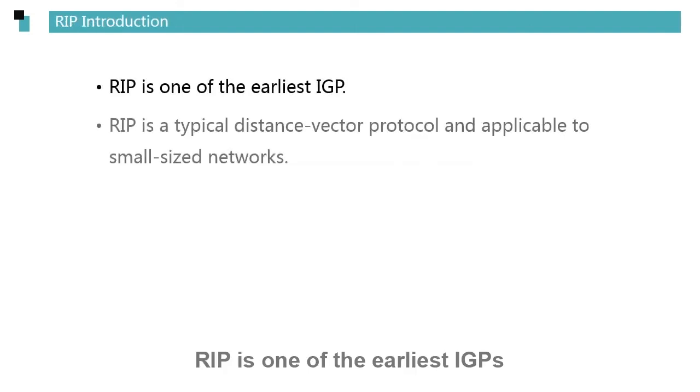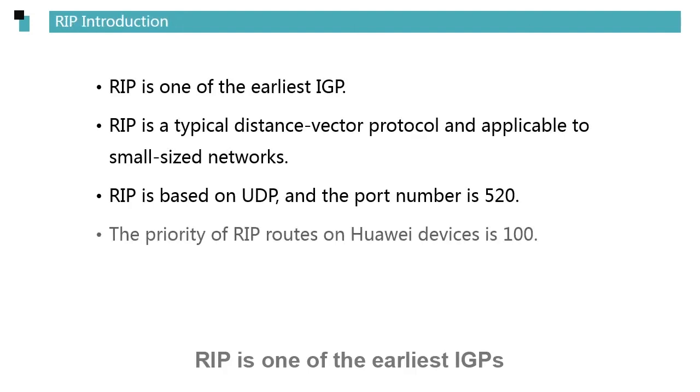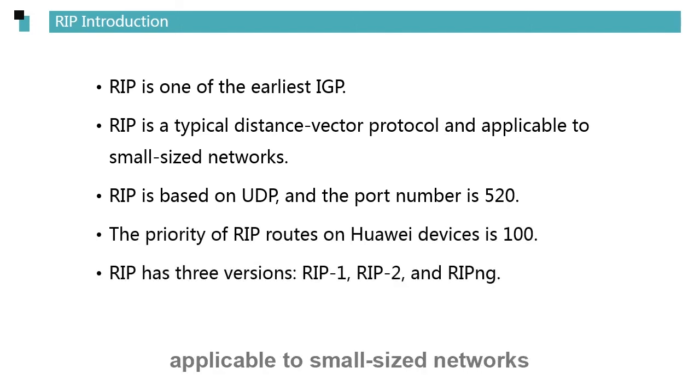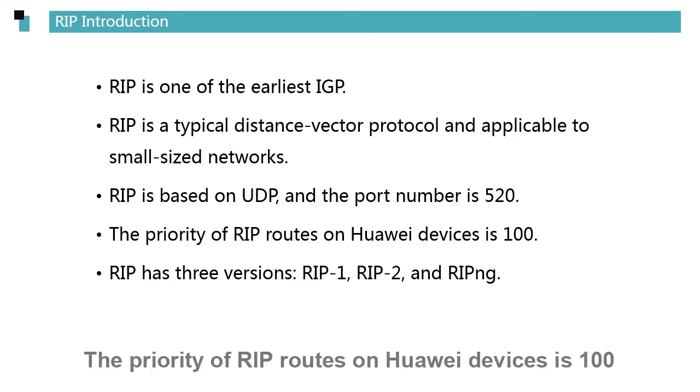RIP is one of the earliest IGPs. It is a typical distance vector protocol and applicable to small-sized networks. RIP is based on UDP, and the port number is 520. The priority of RIP routes on Huawei devices is 100.